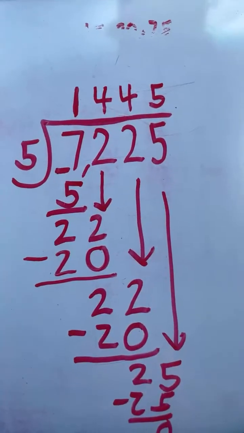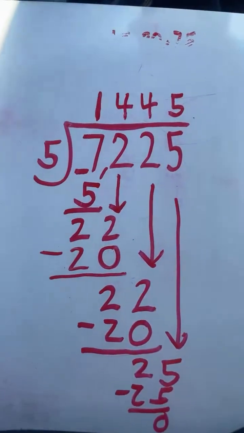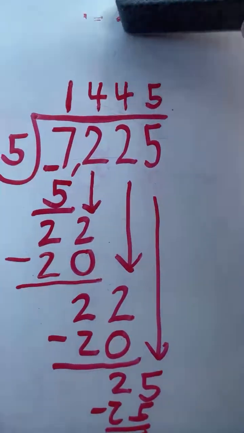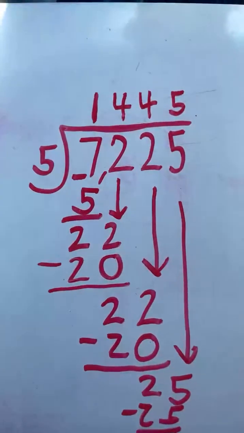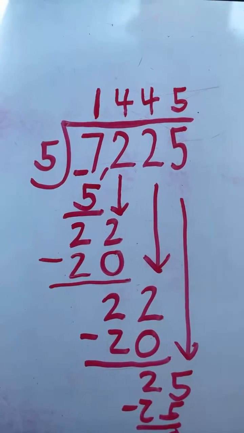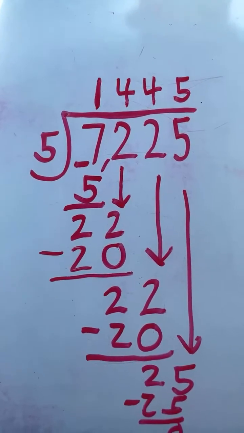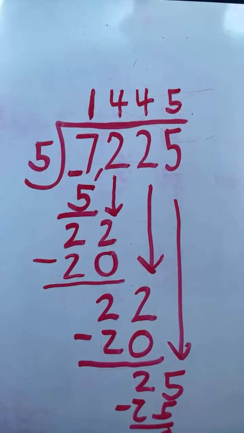And there is no remainder. So we have our final answer. 7,225 divided by 5 equals 1,445.